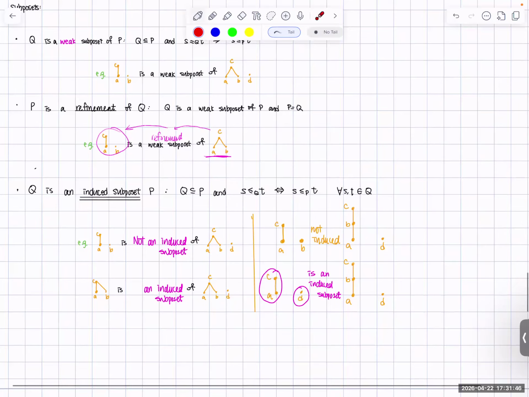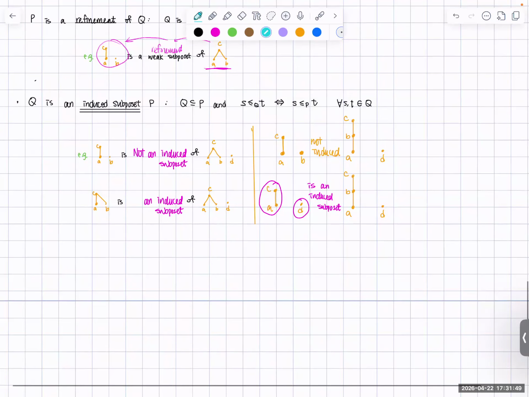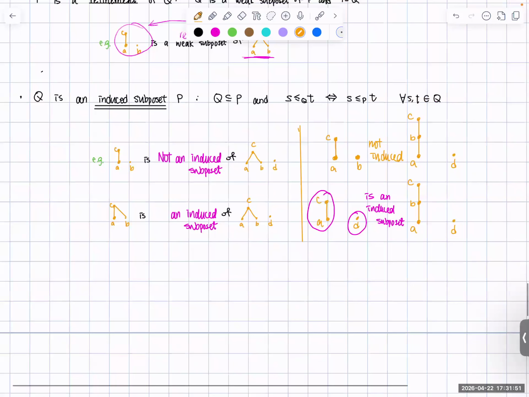And one more thing before I end: if I give you a P, then the number of induced subposets would be just 2 to the size of P. You can think about why. All right, I will stop here because that's about an hour already. If you have any questions, just let me know.